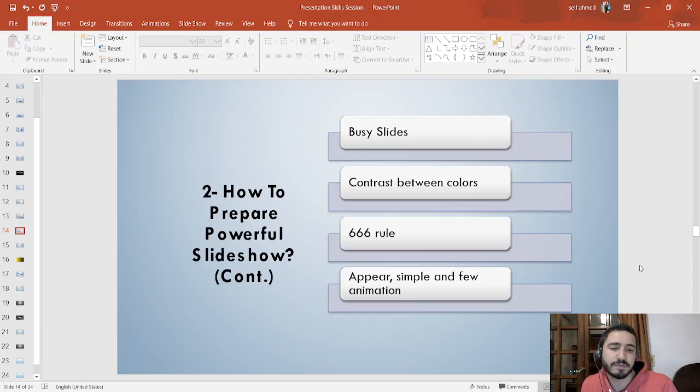Finally, if you are going to use animation, make it simple and not too complex, because this is going to distract your audience. And these were the 16 tips for how to make a powerful slideshow.